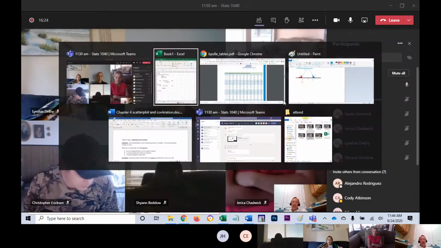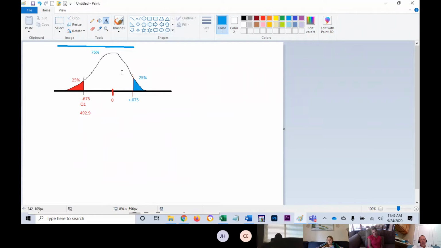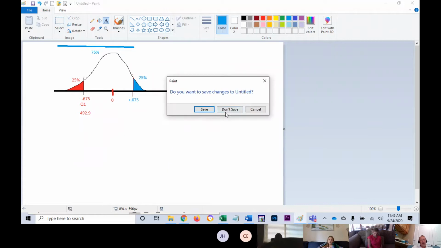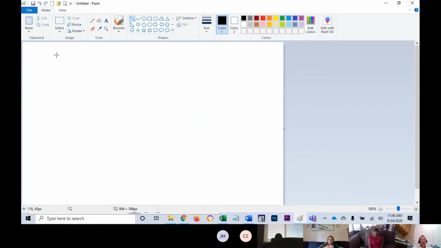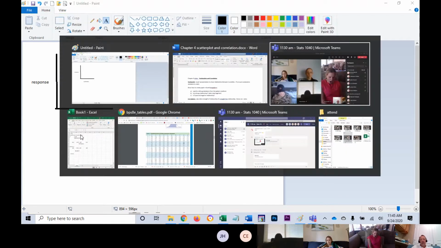All right, so we're going to start on chapter 4 today, which is on scatter plots and correlation, okay? So a scatter plot is a visual representation to show the relationship of two variables. We try to put the explanatory variable on the x-axis. So what I mean by that is, so we've got a graph here, and we try to put the explanatory variable on the x-axis and the response on the y-axis, okay? Now, sometimes this is a little bit easier than other times.